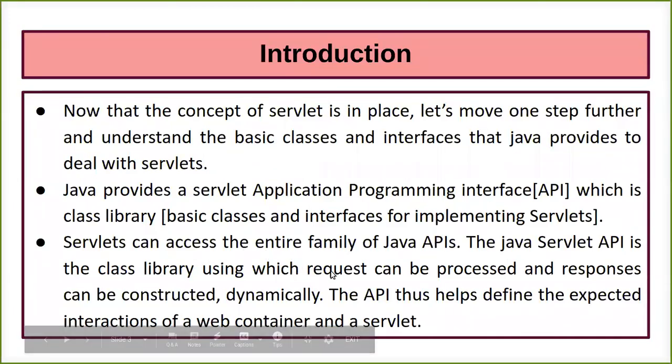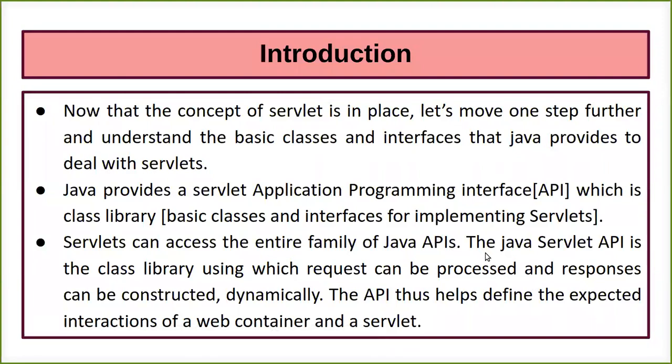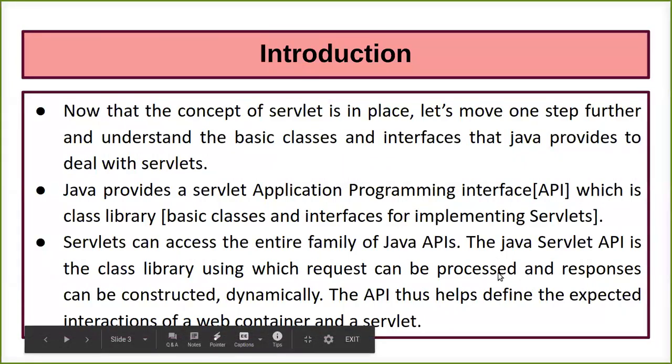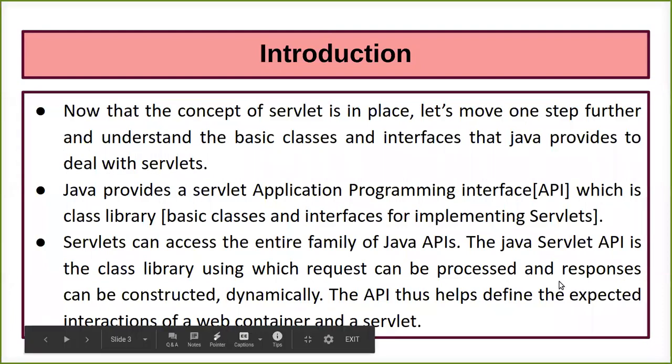Now, servlets can access the entire family of Java APIs. Whatever APIs Java has, the servlet has whole access to them. Whenever the servlet wants to use those APIs, it can use them very easily. Here the Java Servlet API is a class library which is used for the same purpose we are learning till now: for requesting, for processing and for responding. And this all happens dynamically.